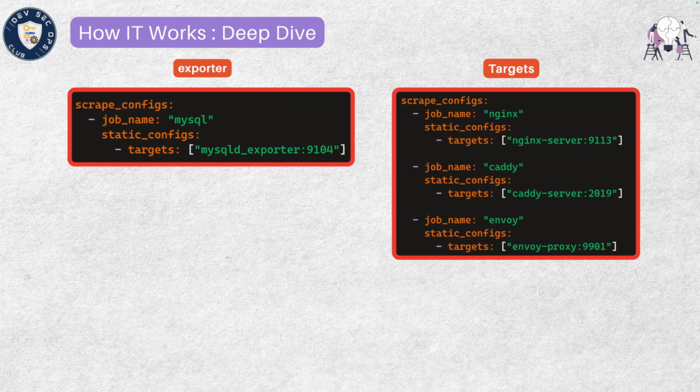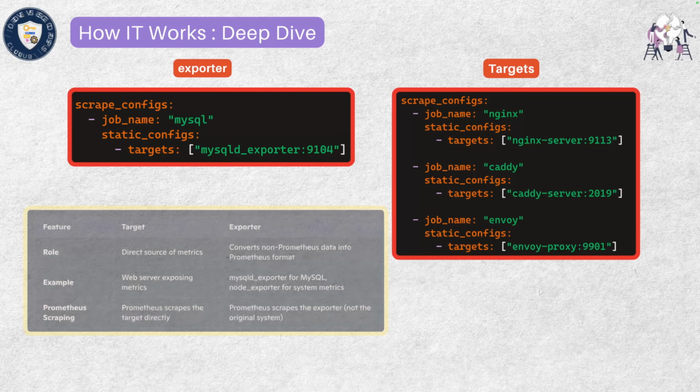Similarly, when you want to monitor your Linux machines, you install a Linux exporter. When you want to monitor your Windows machine, you install a Windows exporter. So Prometheus is not going to directly pull the metrics from the Windows machine. It is asking the Windows exporter. Okay, in this way it works.